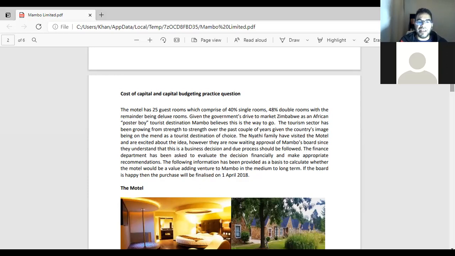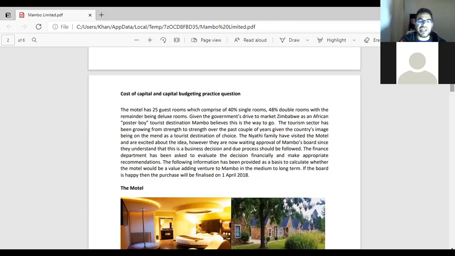The Nayati family has visited the motel and are excited about the idea. However, they are now awaiting approval of Mambo's board since they understand that it is a business decision and due process should be followed. The finance department has been asked to evaluate the decisions financially and make appropriate recommendations. So here they're coming into capital budgeting and so forth.